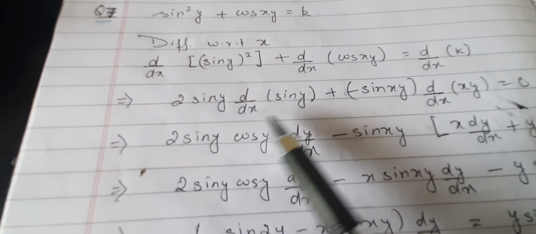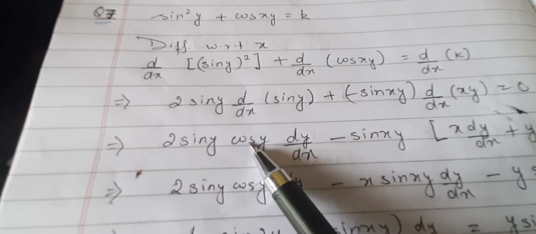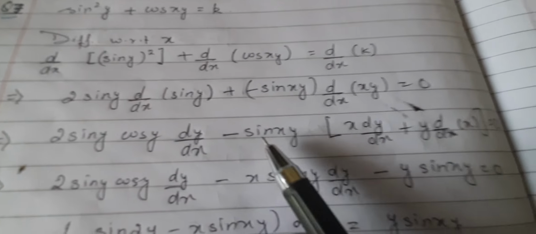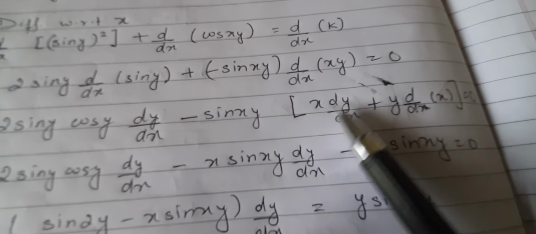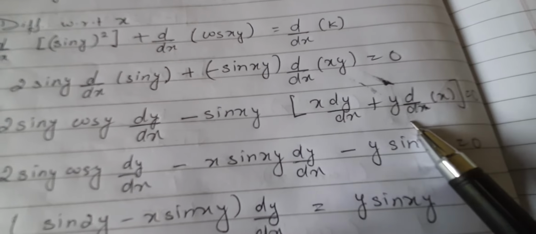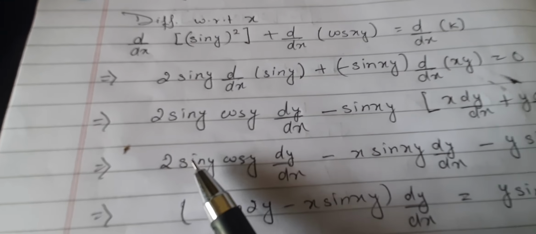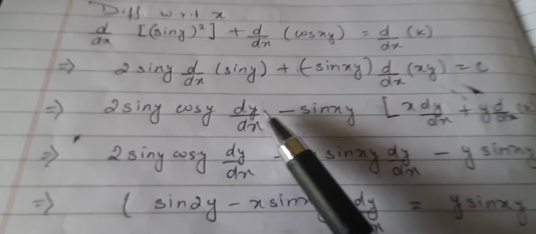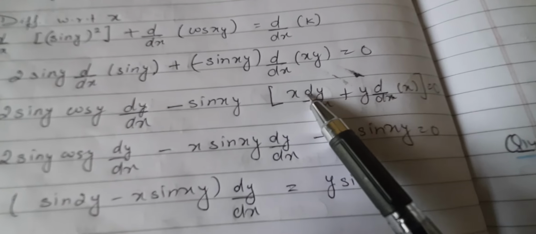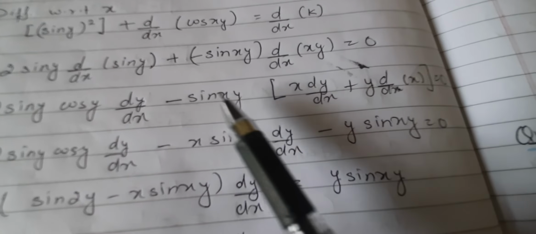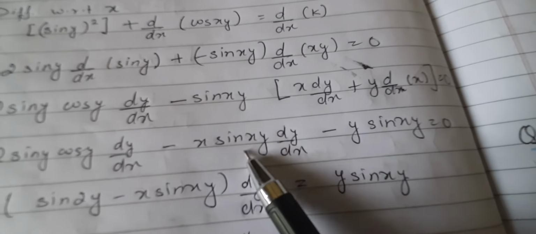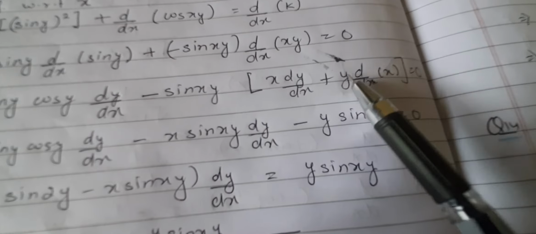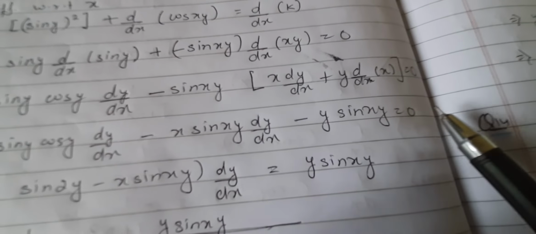Now minus 2 sine y, the derivative of sine y with respect to x is cos y, and then the derivative of y with respect to x, again the chain rule. So dy by dx here, minus sine xy, here the product rule will be used, x dy by dx plus y dx by dx is equal to 0. Now this is 2 sine y cos y, you could have written here straight away sine 2y also, dy by dx minus x sine xy dy by dx, then the derivative of x with respect to x is 1 only, so y is left here, so y into this, minus y sine xy is equal to 0.